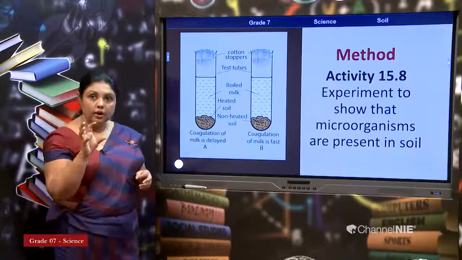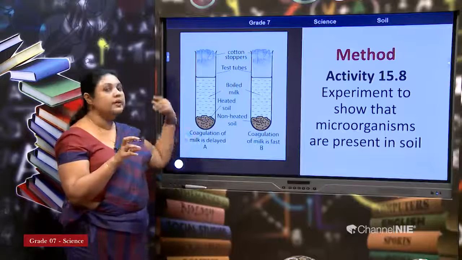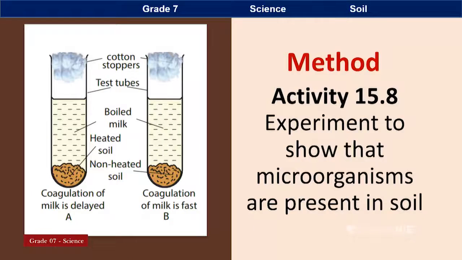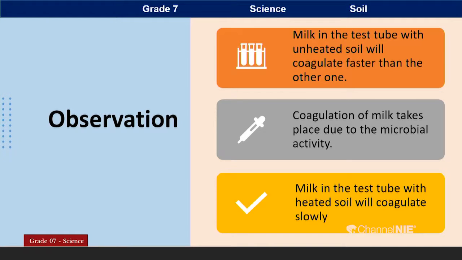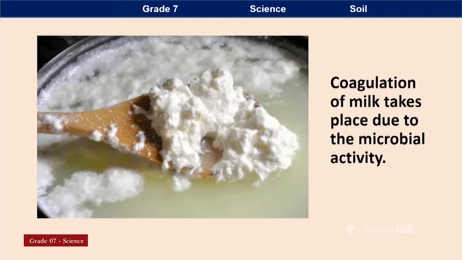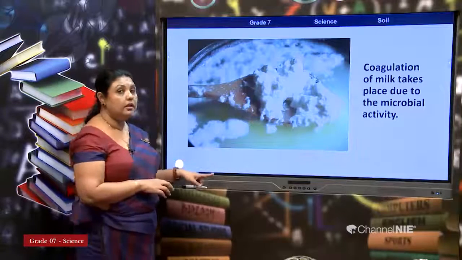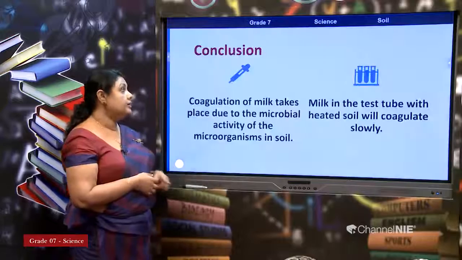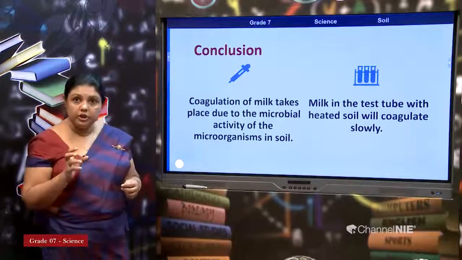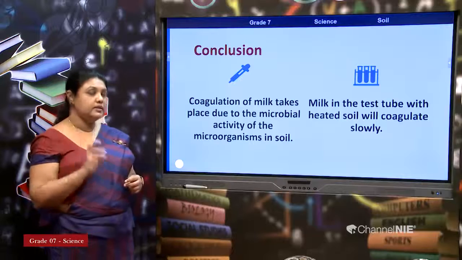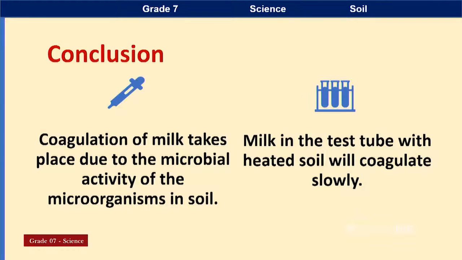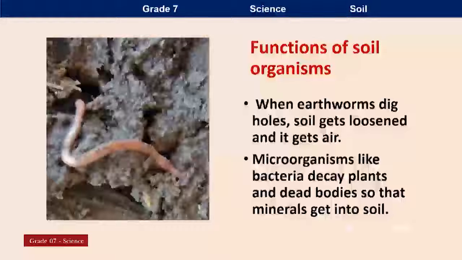Therefore, soil with organisms always tends to coagulate milk. You can see the observation, the coagulation of milk, children. It turns this way, not the liquid part. Soil with microorganisms turns milk this way. Soil without microorganisms will not turn this way. That shows soil has microorganisms. So, coagulation of milk takes place due to microorganisms in soil. Milk is not coagulated without microorganisms.